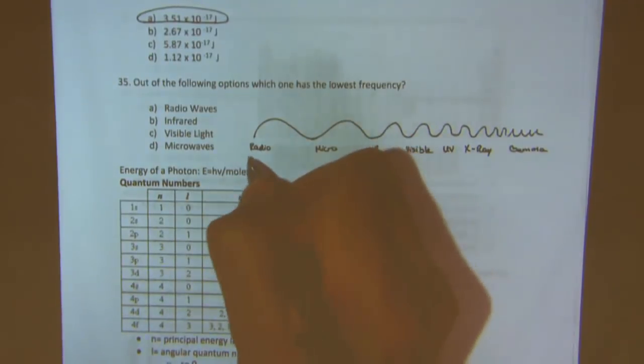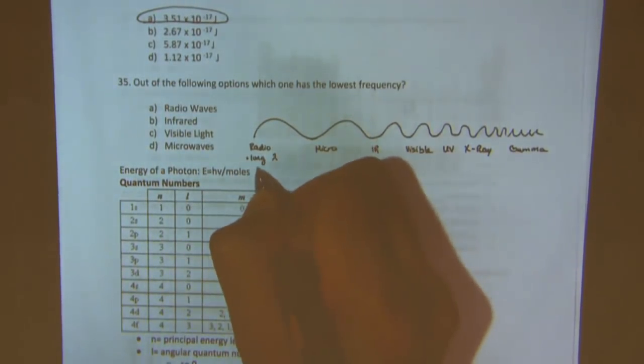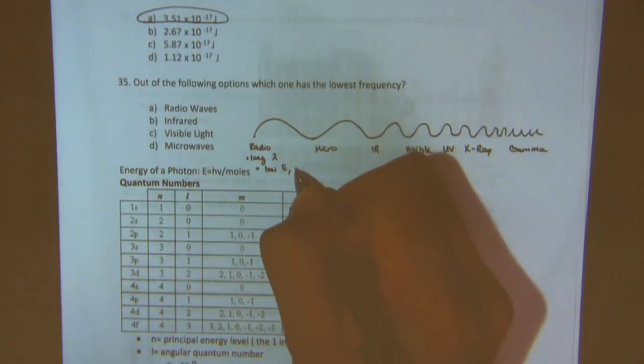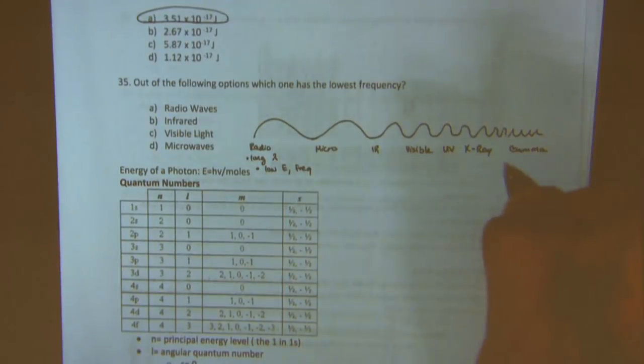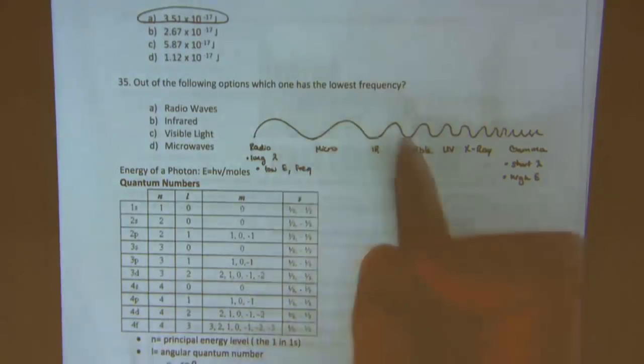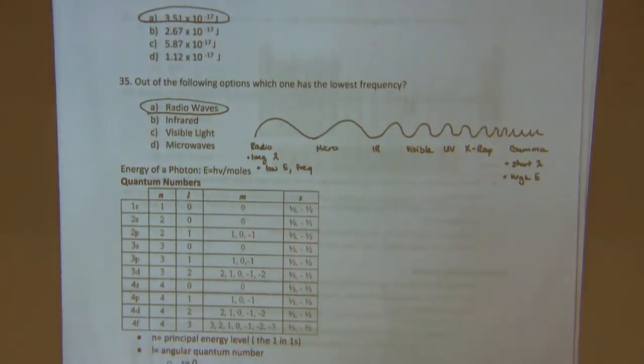At the very end, we have a really long wavelength, which is represented by lambda. In this case, we have really low energy and a small frequency. But at the very opposite end, we have a short wavelength and high energy. So out of the following, which one has the lowest frequency? We would just use this and basically memorize it, and we would see that radio waves have the lowest frequency. Okay?